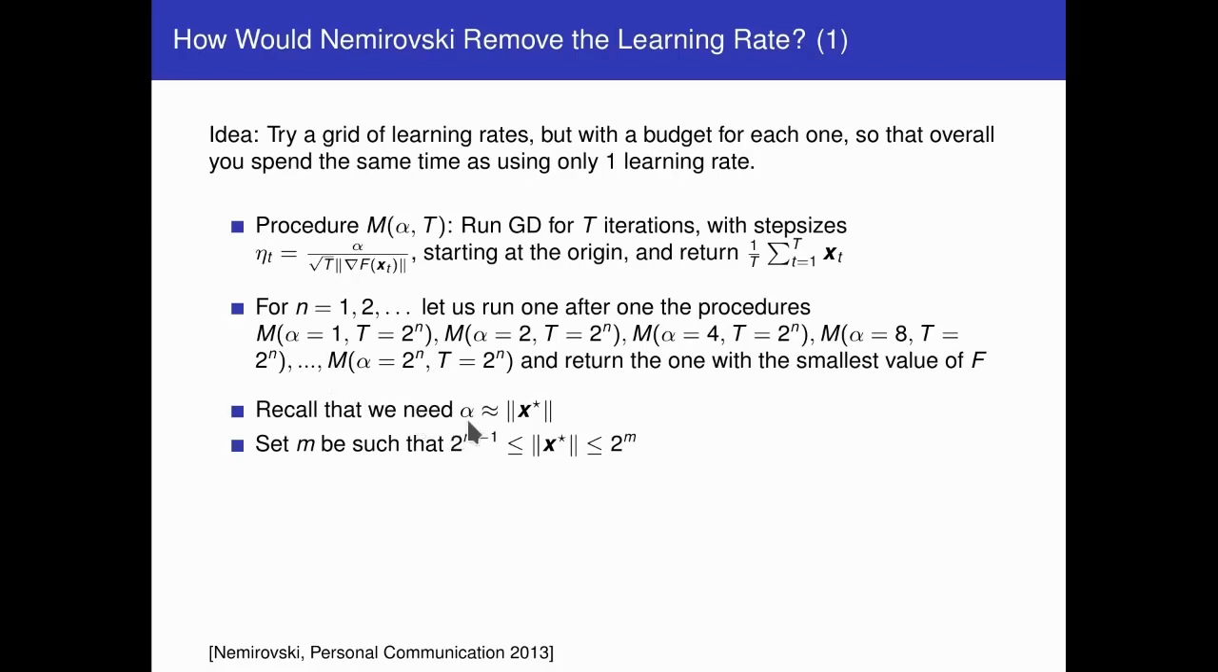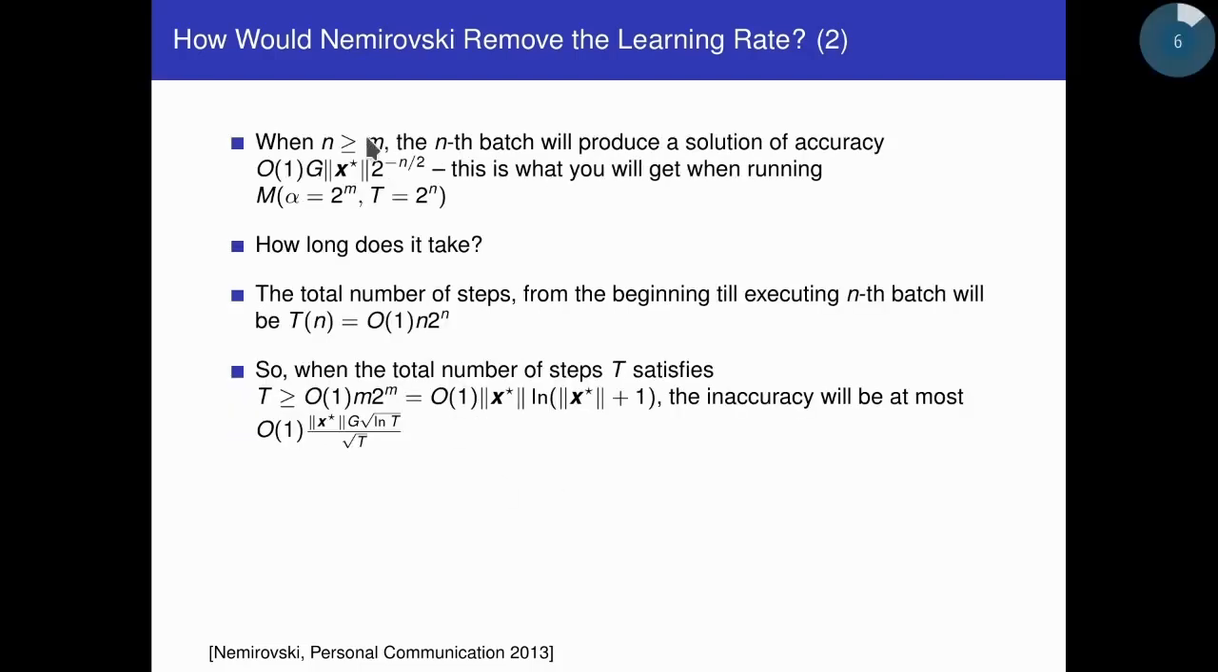What is the right alpha? The right alpha will be the one that is roughly the norm of the optimal solution, because we start from 0. So set m such that the norm of the optimal solution is between 2^(m-1) and 2^m. Okay, here we are assuming that the norm of the optimal solution is bigger than 1 for simplicity. This means that for any batch n bigger than m, you will produce a solution that has accuracy Lipschitz constant times norm of the optimal solution times 2^(-n/2). And you get this every time you run the procedure with alpha equal to 2^m for T equal to 2^n iterations.